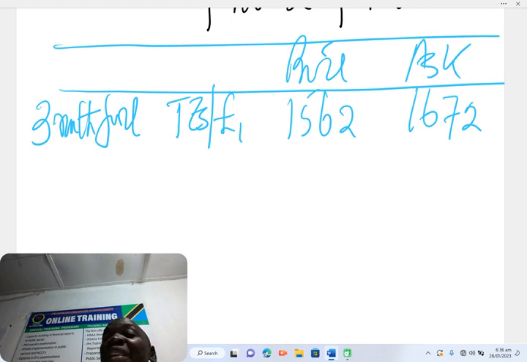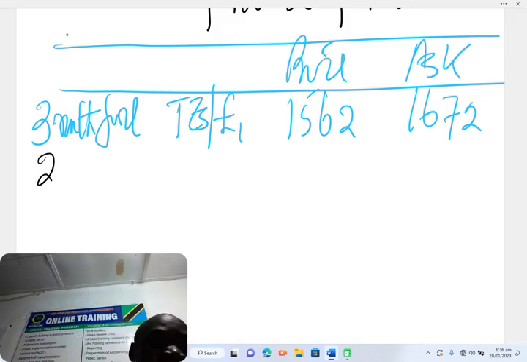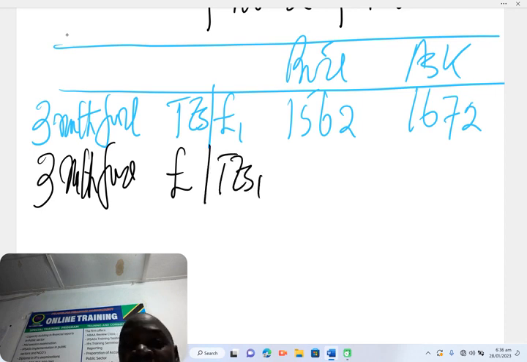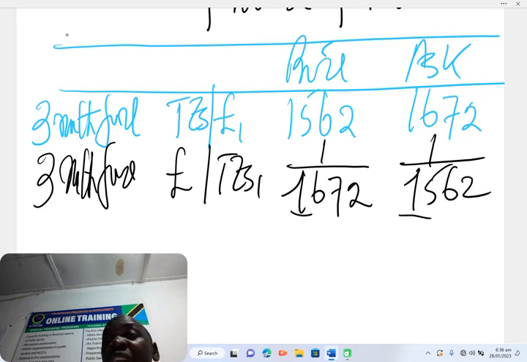Now you have to compute the reciprocal before getting started. So the same 3 months forward, pound stroke, that is 1 over 1672 and 1562. Do you see?